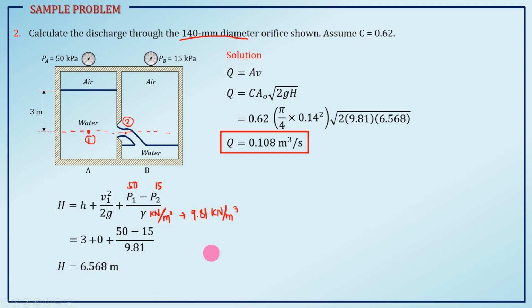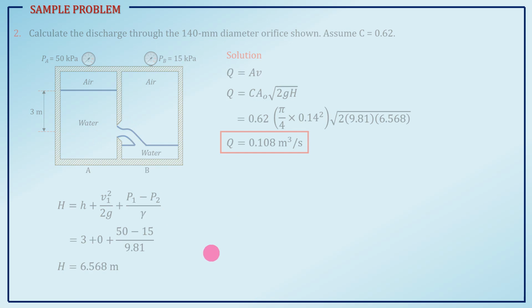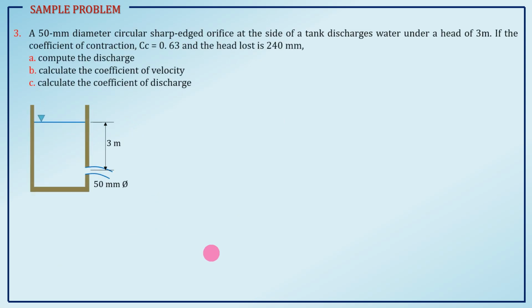Okay? Sige, let's proceed to problem number 3. For problem number 3, a 50 millimeter diameter circular sharp-edged orifice on the side of a tank discharges water under a head of 3 meters. If the coefficient of contraction CC is 0.63 and the head loss is 240 millimeters, compute the discharge, calculate the coefficient of velocity, and calculate the coefficient of discharge.